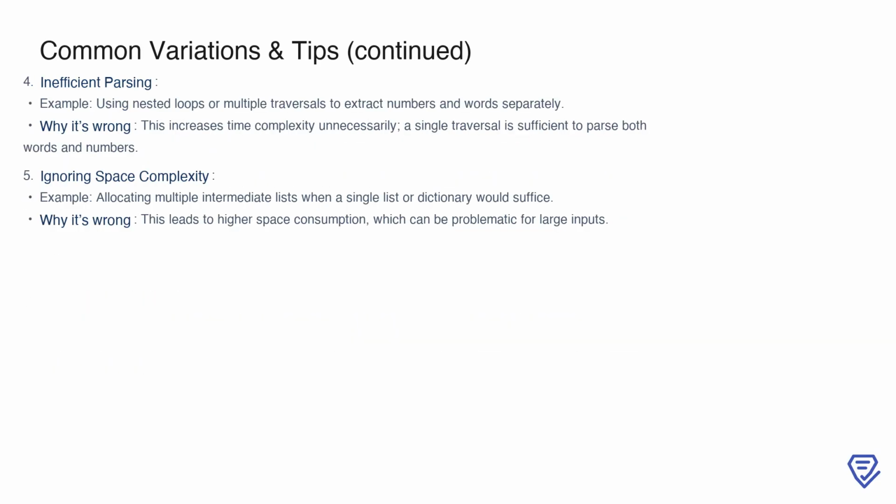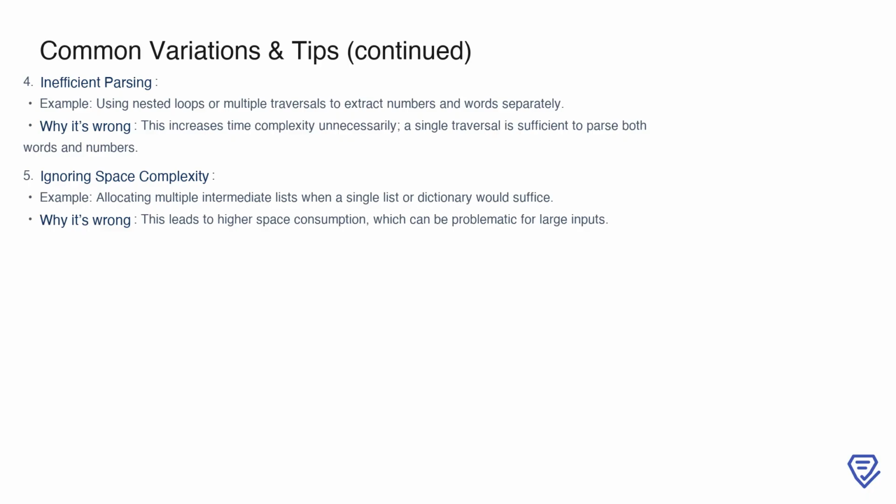Now, let's consider other inefficiencies that can crop up. One issue is using overly complex parsing methods, like nested loops or multiple traversals, to separate numbers and words. This kind of approach unnecessarily increases the time complexity of your solution. Instead, aim to extract both components in a single traversal to keep things efficient.